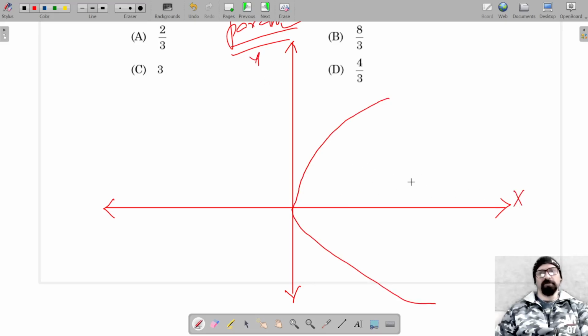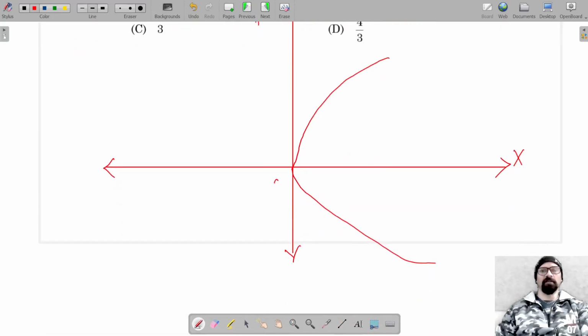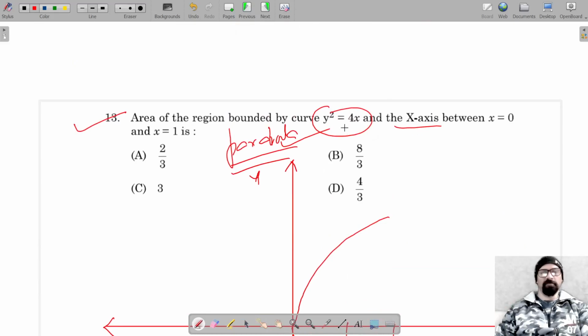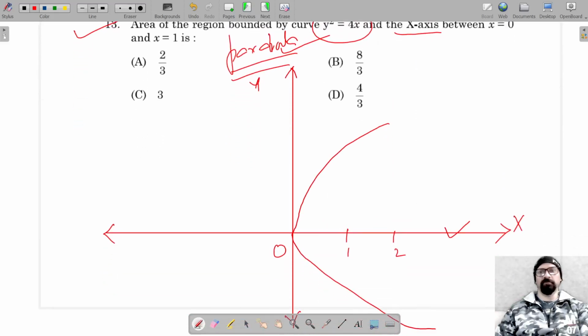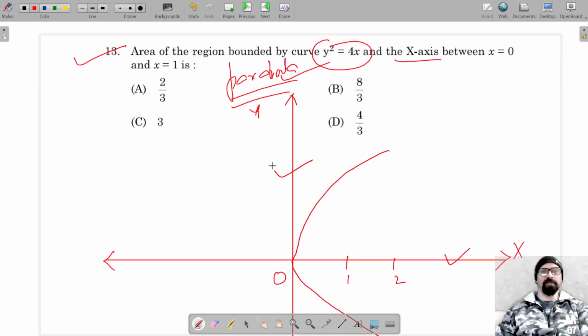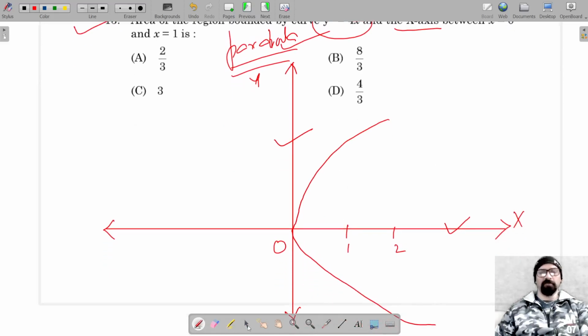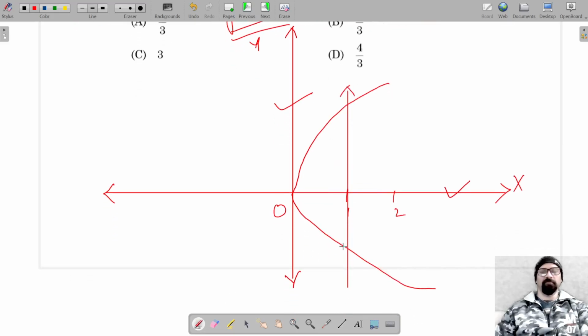So this parabola is symmetrical about the x-axis. Let's say we have these coordinates 0 and 1 and 2. And we have to find the area of the region bounded by this curve, the x-axis, and x is equal to 0, which means the y-axis, and x is equal to 1. So x is equal to 1 is a line that passes through the coordinate 1 on the x-axis. So we have to find the area of the region bounded by x is equal to 0, x is equal to 1 and the x-axis, that is, this is the region.